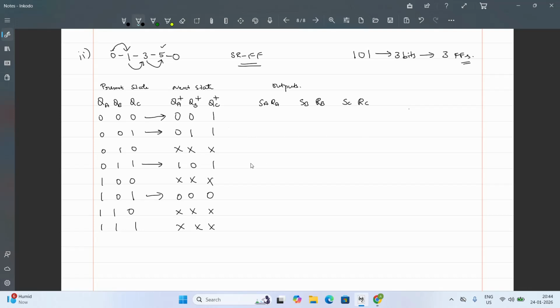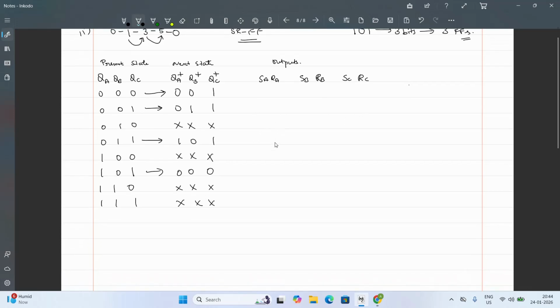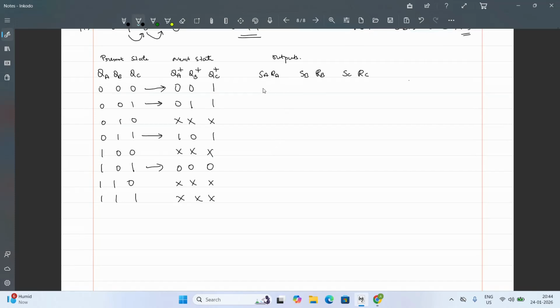Now, the rest of the things are exactly the same as before. With the help of the excitation table, you have to write SR values for each Q and Q plus. So for the first one, QA and Q plus are 0, 0. So this is 0, X.